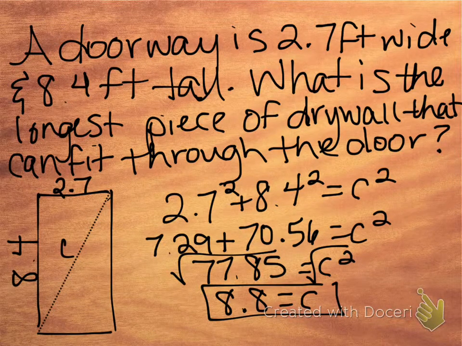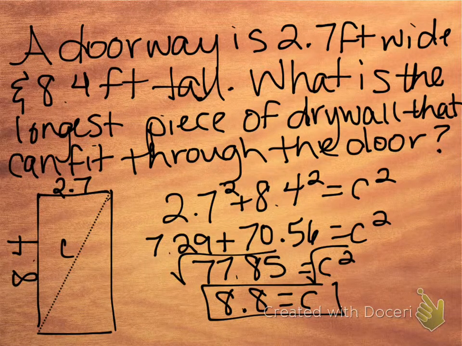In this example, we're given kind of a situation, and we have to draw our own scenario. So a doorway is 2.7 feet wide and 8.4 feet tall. What is the longest piece of drywall that can fit through the door? Well, in this case, we can fit a piece of drywall in at a diagonal. We don't have to put it in straight forward at all. We can turn it diagonal. So in this case, we would draw this example just to kind of visualize what's going on. That's not necessary, but you can do that for help.